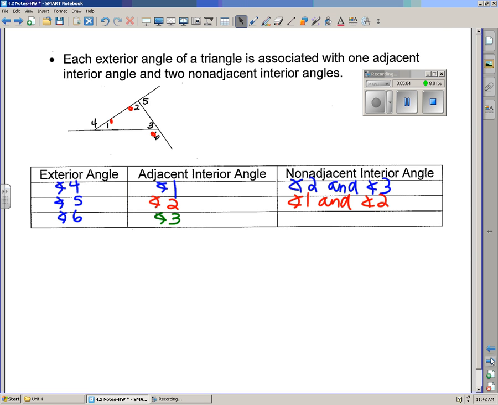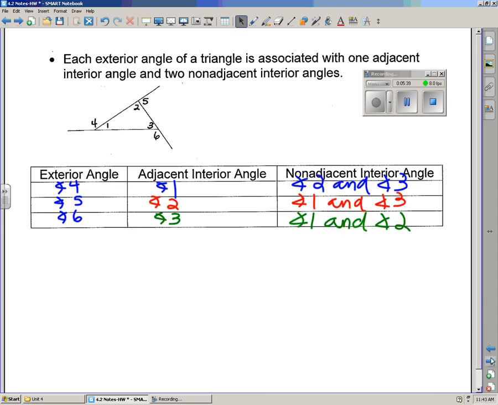And then if you're looking at angle 5 to be your, oh, I think that's in the wrong spot. Hold on, let me fix that. Hold on, sorry about that. We're in the wrong place. So angle 4's non-adjacent is angle 2 and angle 3. Angle 5's non-adjacent interiors are angle 1 and angle 3. And angle 6, that non-adjacent interior is angle 1 and angle 2.